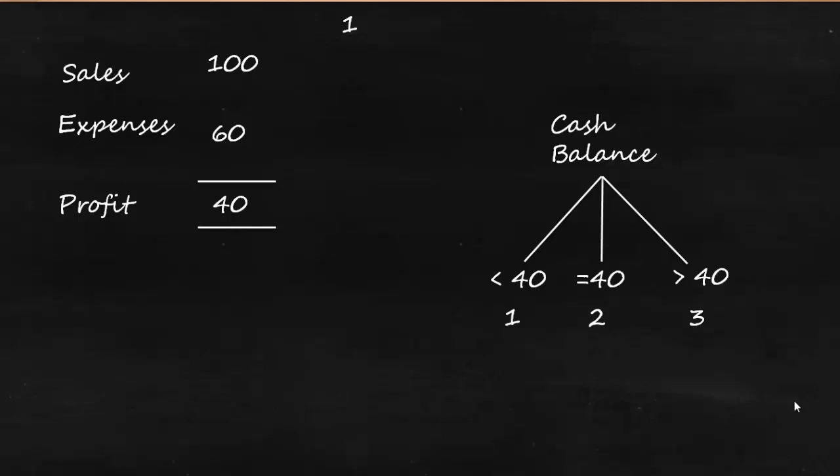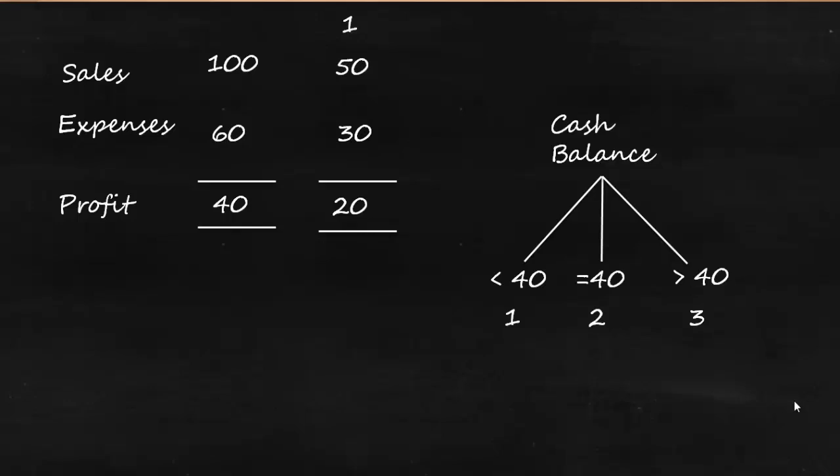In scenario 1, let's say the sales that have been realized are less than what has been made. So here the company has made sales of 100 but does not realize all the sales. Let's say the realization is only 50, and out of the expenses of 60, let's say it has paid 30. So money realized is 50 and what is paid is 30, the cash balance is 20. So here the cash balance is less than profit. So this is scenario 1.